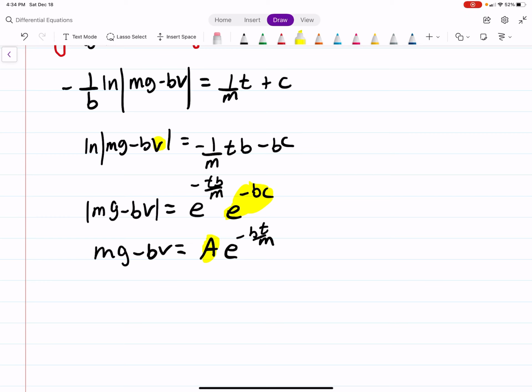Okay, so once you have that down, you're almost done. You can add over bv, divide by it, or move over your constants, and solve for v.